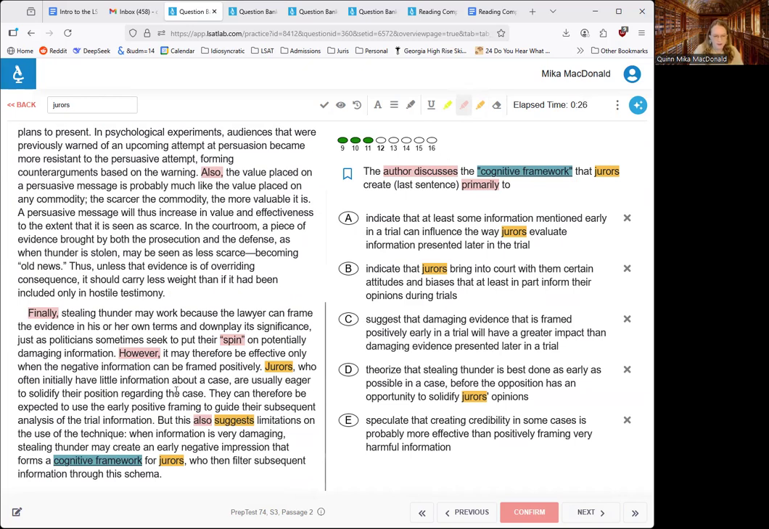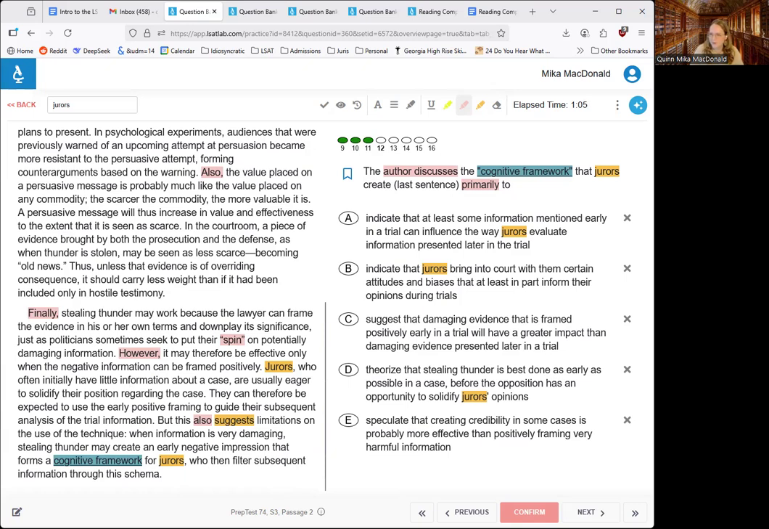Jurors are usually eager to solidify their position. They can be expected to use the early positive framing to guide their subsequent analysis. This also suggests limitations. If the info is very damaging, this could form an early negative impression that creates a negative cognitive framework, which then filters subsequent info. So I am clearly looking for the idea of a mindset that can get established early in a trial and kind of drive the jury's decision making and perceptions for the remainder of the trial.